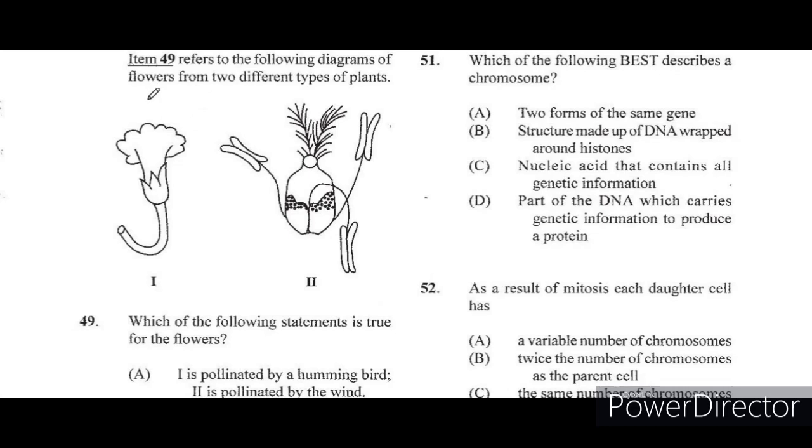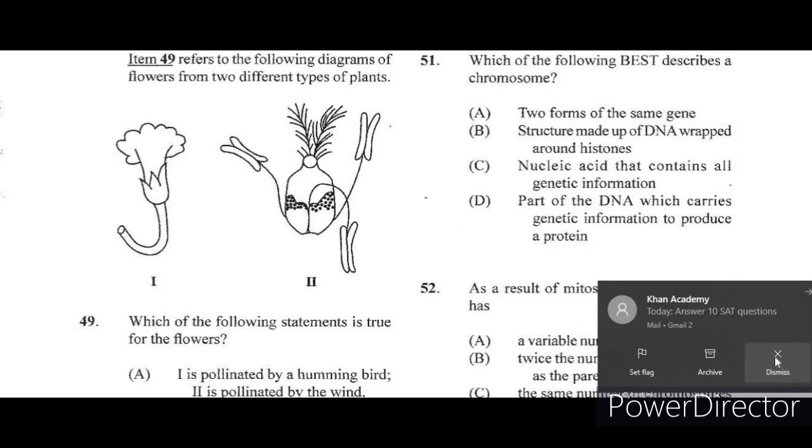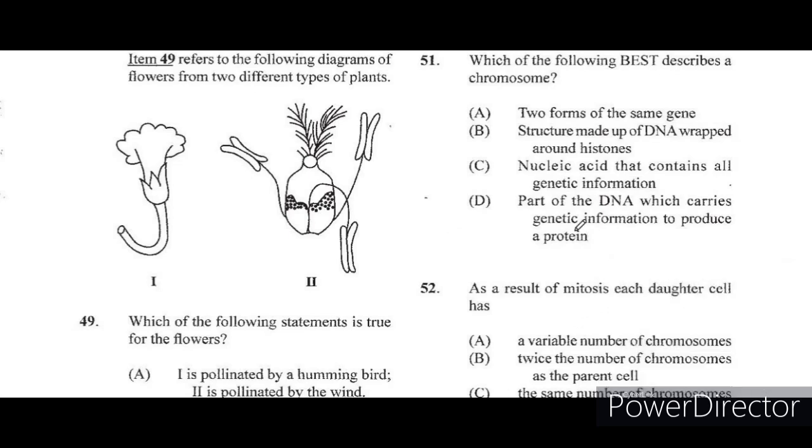Item 49 refers to the following diagram of flowers from two different types of plants. Which of the following statements is true for the flowers? Now, oh, they're talking about pollination. I see pollination. So, this would be wind pollinated because of the long filament hanging from it. So, when the pollen sac bursts open, it releases the pollen on the tip of the anther, and the wind blows it and it eventually sticks to a stigma for fertilization in plants to take place. So that could be self-pollination and cross-pollination. This aids or fosters it.